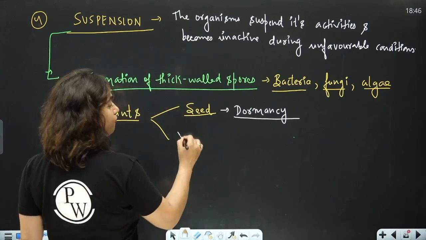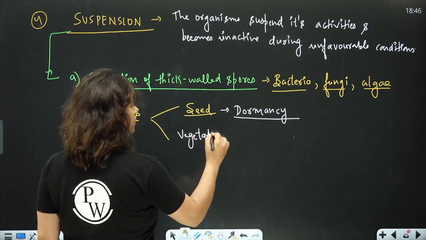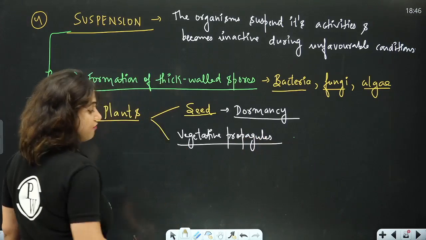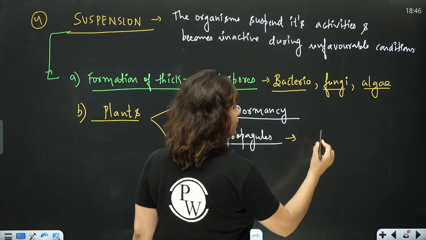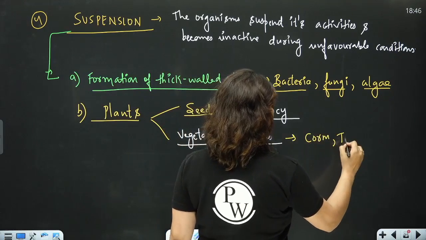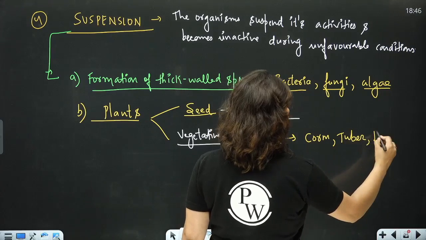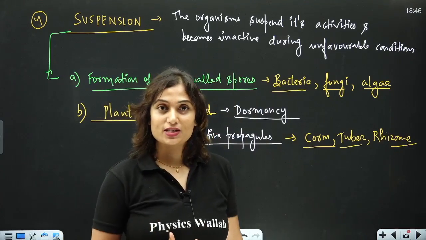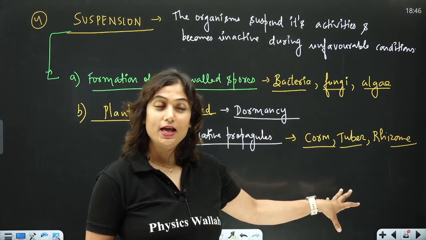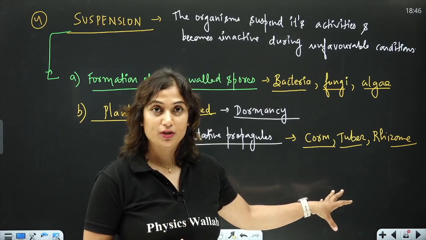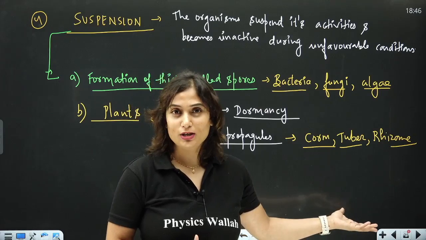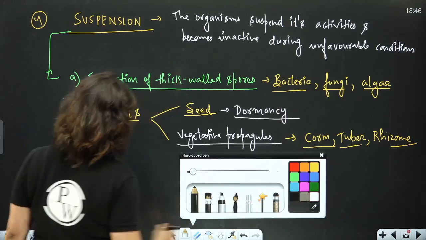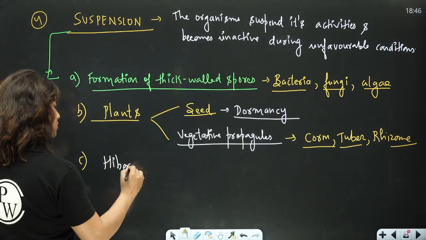Okay, and they form vegetative propagules. They also form vegetative propagules like corm, like tuber, right? Like rhizome. So what are these? These all are the vegetative propagules. These vegetative propagules help the plant to pass over the unfavorable conditions and can give rise to a new plant during favorable conditions. Then comes another method of suspension, and that is hibernation.